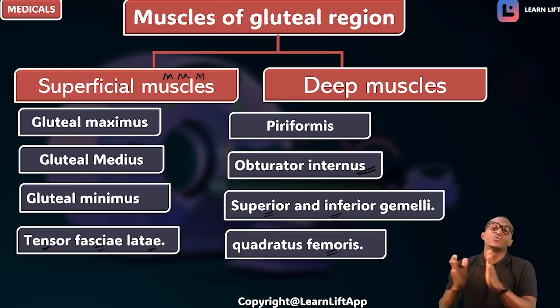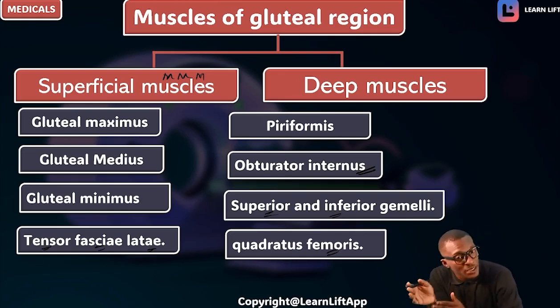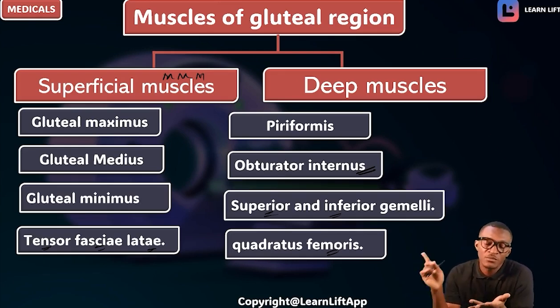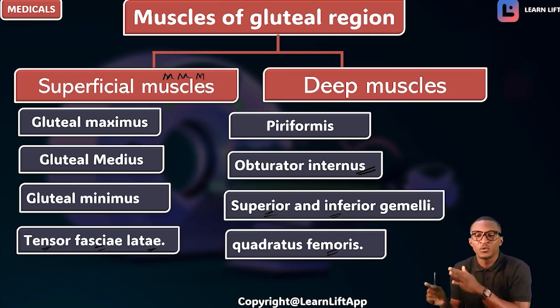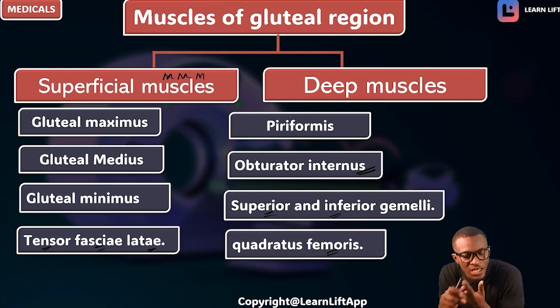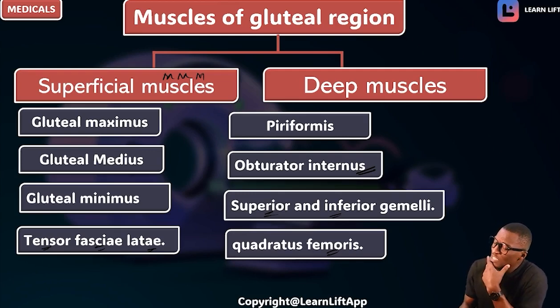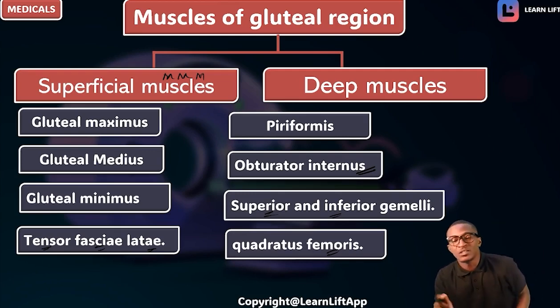We said that the muscles of the gluteal region are divided into two: those that are superficial and those that are deep. The superficial are called the MMM: the gluteal maximus, gluteal medius, gluteal minimus, and we have the tensor fascia lata. While the deep muscles are the piriformis muscle, the obturator internus muscle, superior and inferior gemini muscle, and the quadratus femoris. And we said that the obturator internus is what divides the gemini muscle into two, that is superior and inferior.